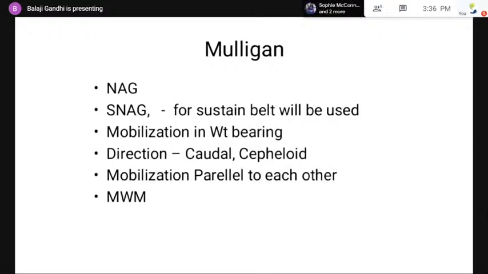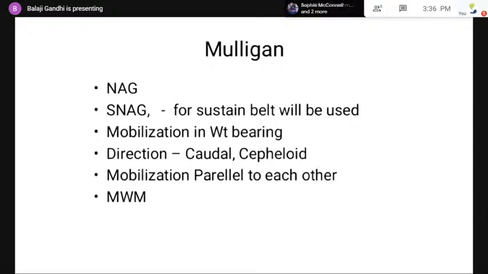Mulligan has not said that mobilization cannot be given in the non-weight bearing position. So it can be given in the non-weight bearing position also, but mobilization given in the weight bearing position has a different kind of effect. So this is what Mulligan told. And there are NAG and SNAG techniques described by Mulligan. So what is NAG? It is natural apophyseal gliding. The apophyseal joint is nothing but the facet joint.